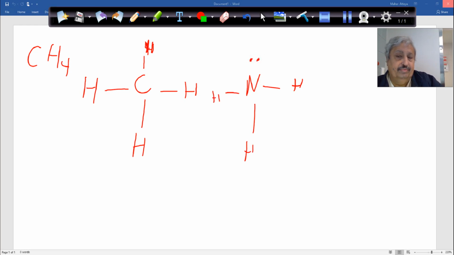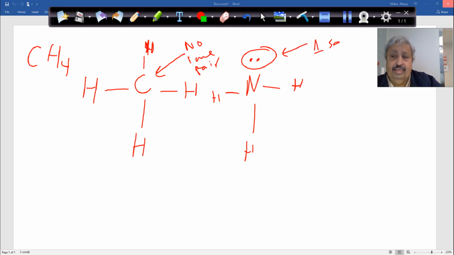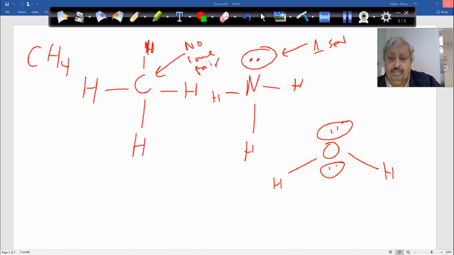One set of lone pair. This one, no lone pair. Correct? No, they're all 4 bonds. This is one set. Correct, guys? This is 2 sets. 1 and 2. Correct? Those are 2 sets.